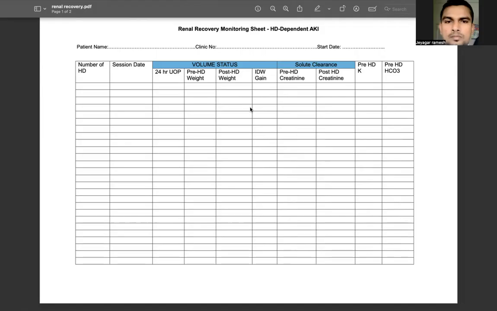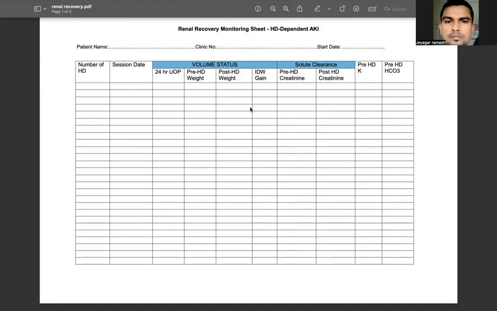So when the patient develops life-threatening complications, like if the patient develops fluid overload, or because of impaired solute clearance the patient might develop uremic complications like uremic pericarditis or uremic encephalopathy. And it could lead to severe hyperkalemia, which could cause cardiac arrhythmias and cardiac arrest, and severe acidosis. So these are the indications to start or initiate renal replacement therapy or hemodialysis.